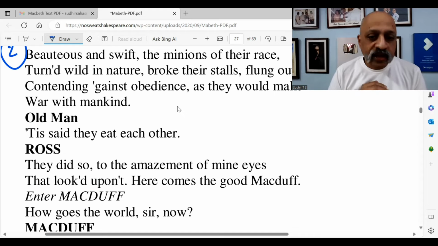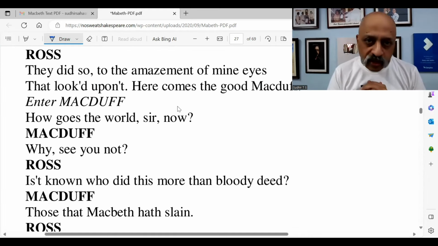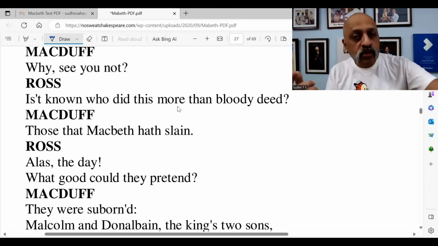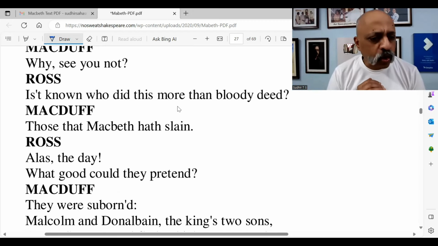That looked upon it, here comes the good Macduff. Macduff enter karta hai, how goes the world now? Why see you not? Kya tumko nahi dikhta? Is it known who did this more than the bloody deed? Ki ye kisne kiya, ye kisi ko malum hai? Those that Macbeth has slain, jisko Macbeth ne maar giraya, yani ki un security guards ne hi Duncan ka khoon kiya tha. Alas the day, what good could they pretend?